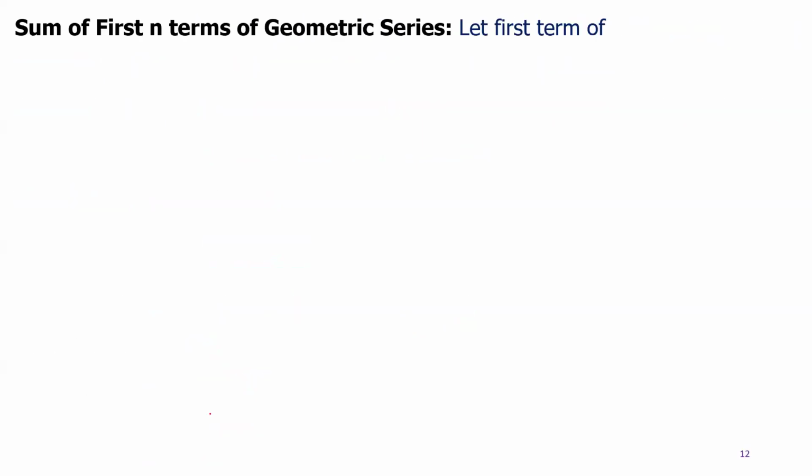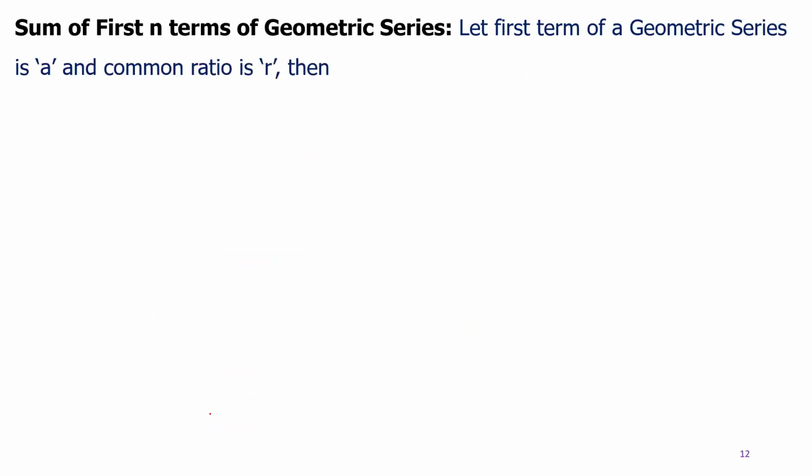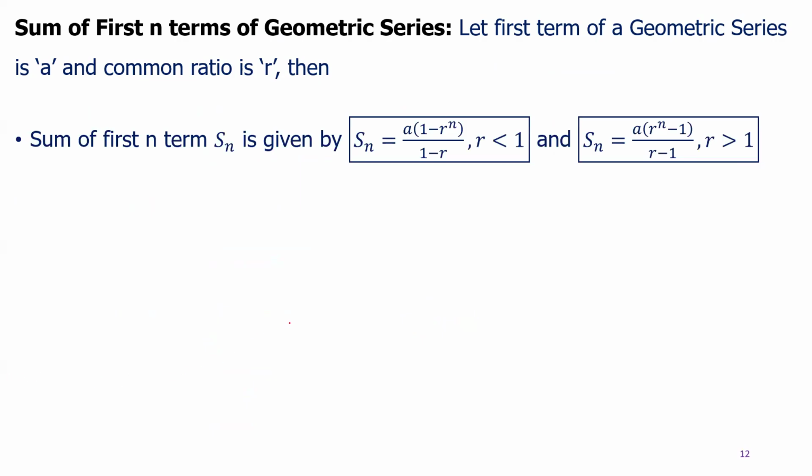Let us find out the sum of first n terms of a geometric series. Let the first term of a geometric series be A and the common ratio be R. Then the sum of first n terms, Sn, is given by Sn is equal to A times 1 minus R to the power n, whole divided by 1 minus R. Now here we are getting two formulas based on the value of R. If R is less than 1, then this will be 1 minus R to the power n. And if R is greater than 1, then it should be R to the power n minus 1.